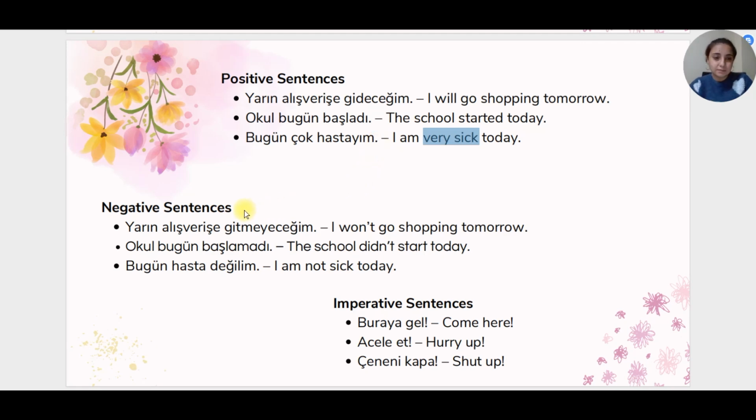In negative sentence, yarın alışverişe gitmeyeceğim. Here, oppositely, I'll go shopping tomorrow. I won't go shopping tomorrow. And here, I will not go shopping tomorrow becomes gitmeyeceğim. You will see just one difference here. We have me. This is negative suffix in verb sentences. And it becomes I will not go. Gitmeyeceğim. But the other structure is same. And negative suffix will come after the verb.